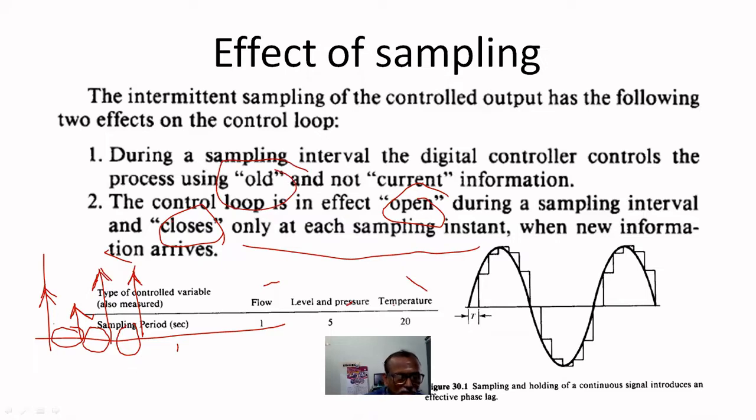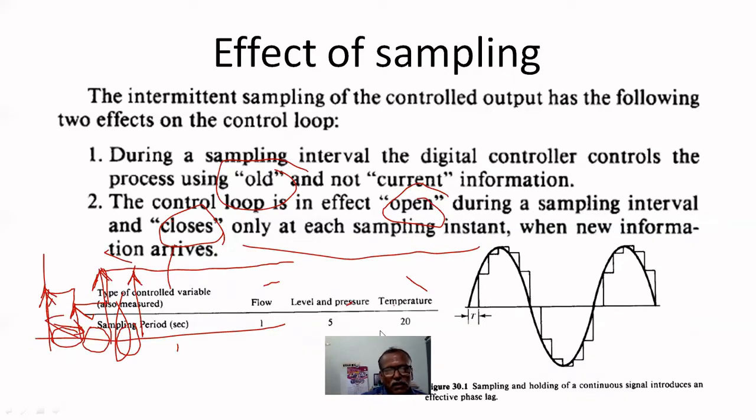So, in the sampling interval in between these two, what is the controller output? Whatever value given at the 0th sampling instant will be maintained up to the next sampling instant. That's why in between two samples, the controller output is the old value, not the current information.